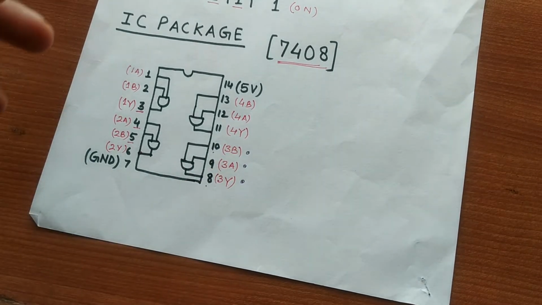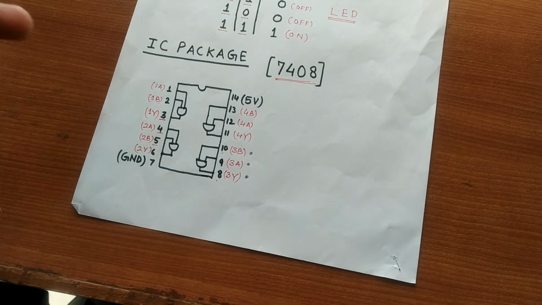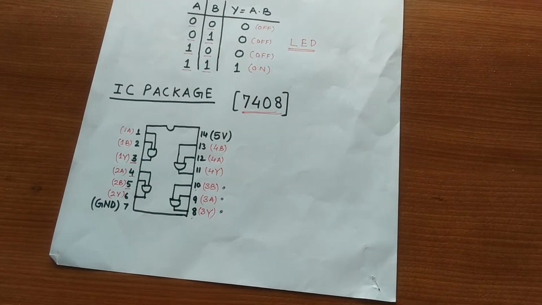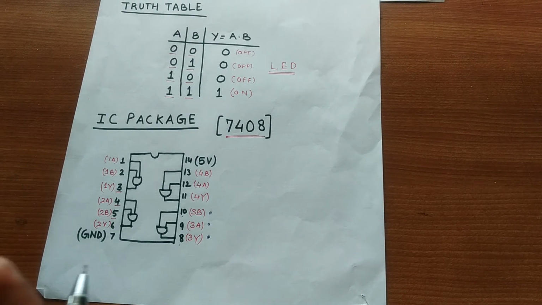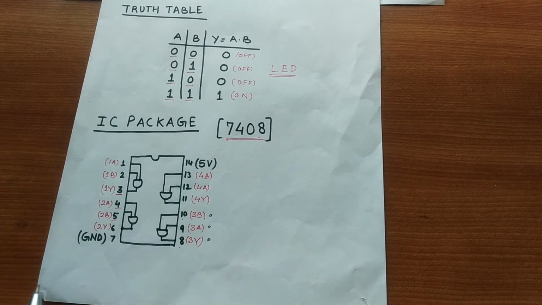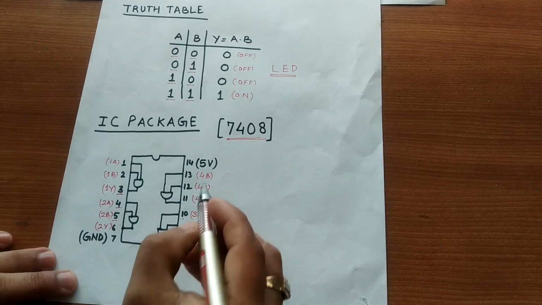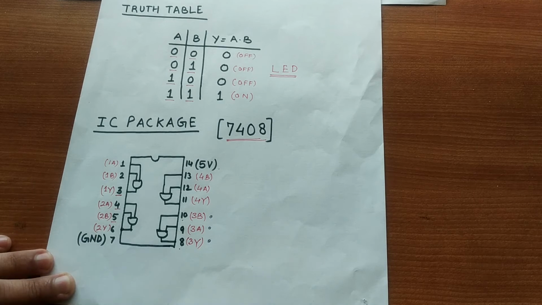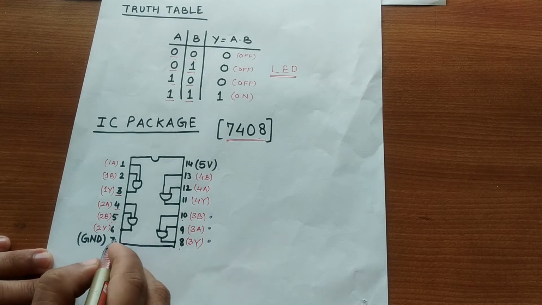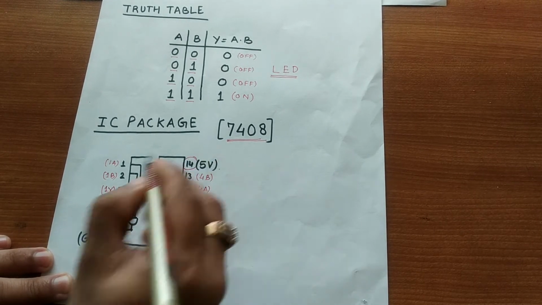So you can verify this: if you connect 4 LEDs, you can get 4 outputs from this. This is the symbolic representation, and we can say the internal architecture of how the IC will look. At pin number 14 you provide a plus 5 volt supply, and at pin number 7 you provide the ground.